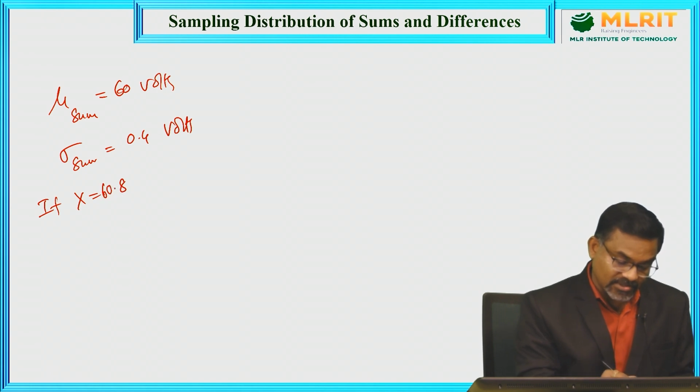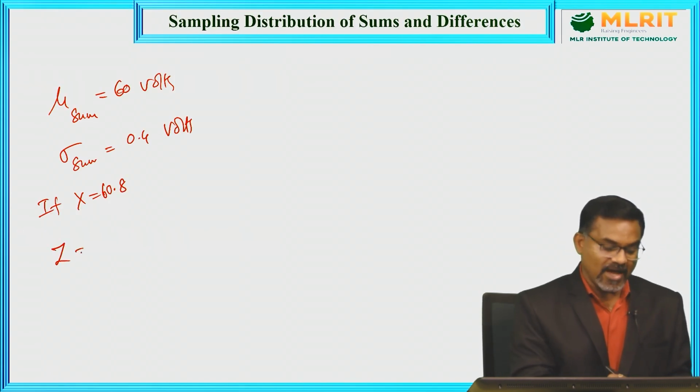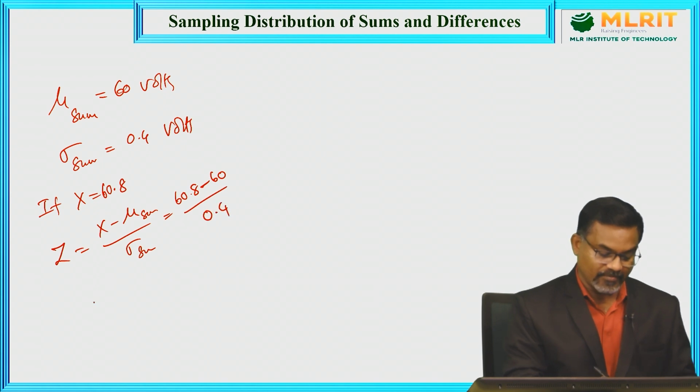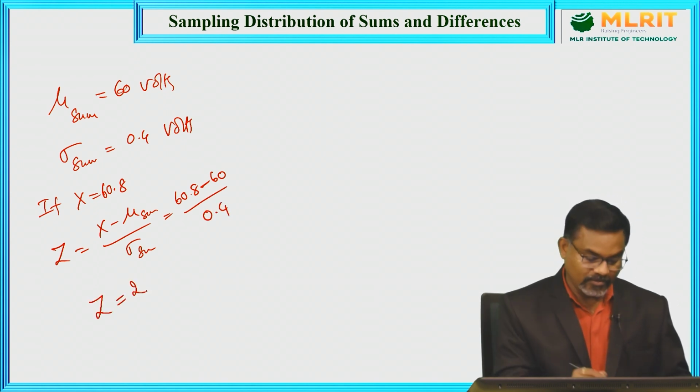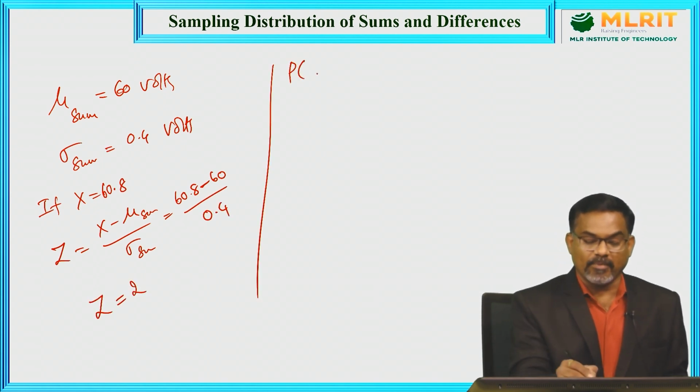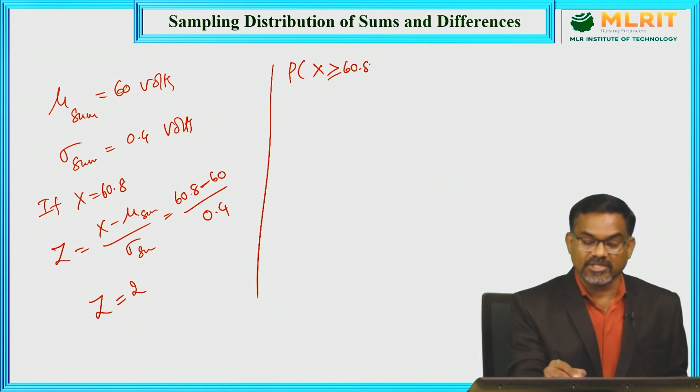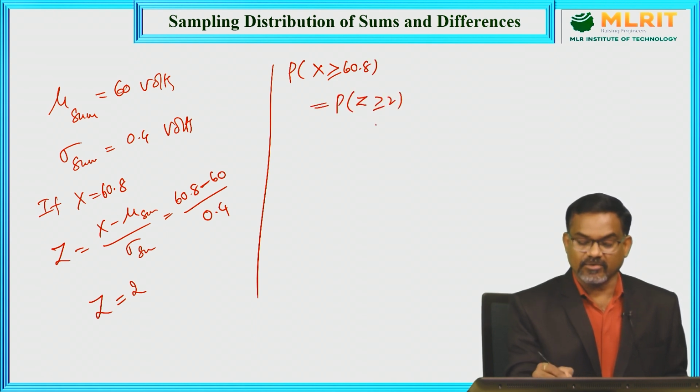x equal to 60.8. Then the value of z is x minus mu by sigma sum. So 60.8 minus 60 by 0.4, which results as 2. Now it is required to find the probability of the mean combined voltage is 60.8 or more. So greater than or equal to 60.8, which is equivalent to z greater than or equal to 2. So that means integral 2 to infinity f of z dz.